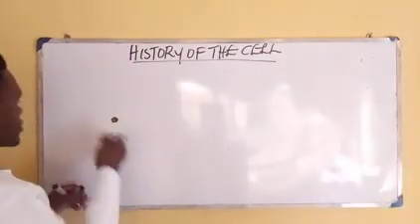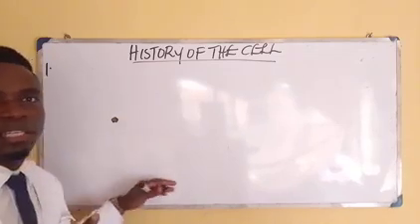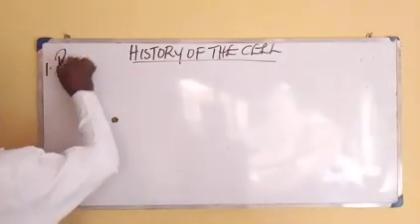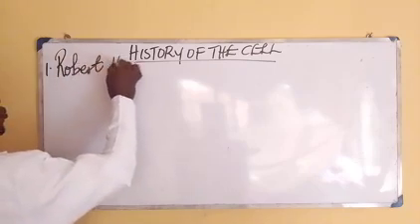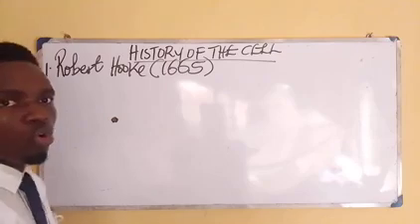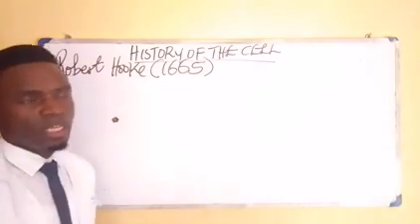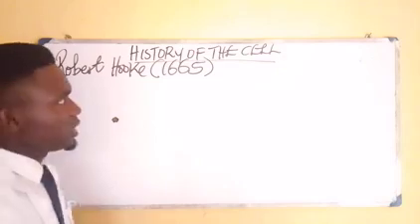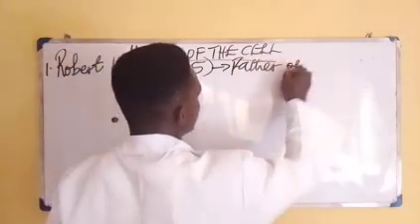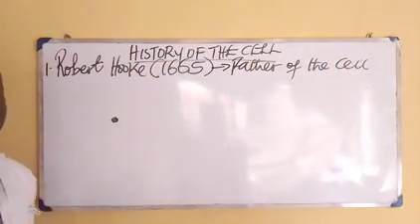Number one thing you should not forget about the cell: the very first person that discovered the cell was Robert Hooke in the year 1665. Robert Hooke was the very first scientist that discovered the cell. If he was the first person that discovered the cell, he is ascribed as the father of the cell. So Robert Hooke is known as the father of the cell.